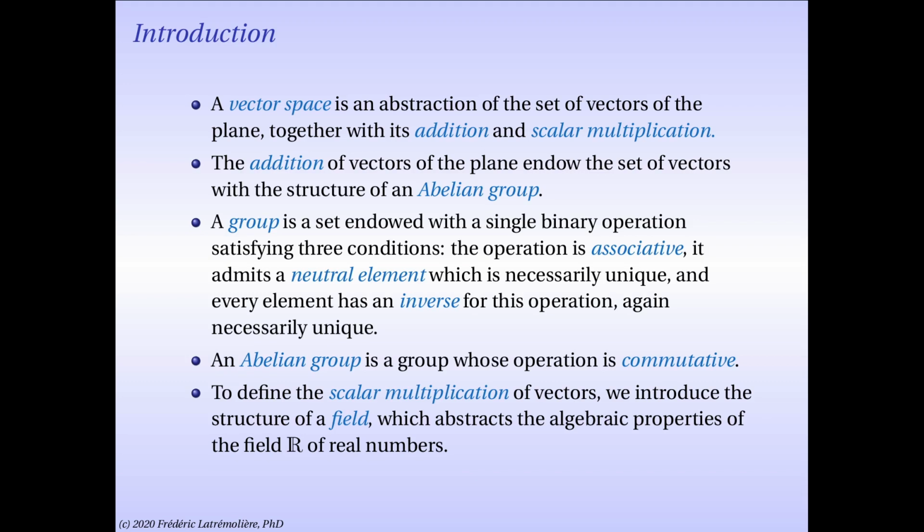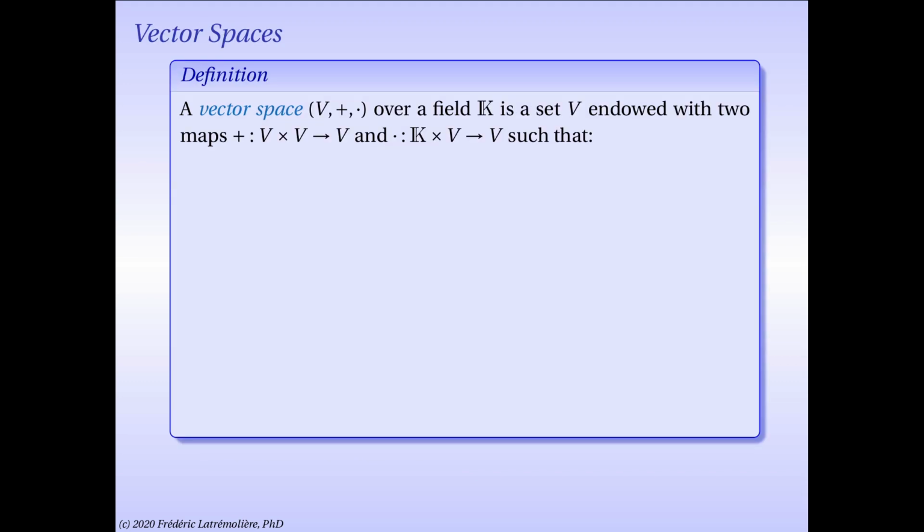Let us now introduce the objects of the category of vector spaces. A vector space (V, +, ·) over a field K is a set V endowed with two binary operations: an addition from V × V to V, and a scalar multiplication from K × V to V, with the following properties.